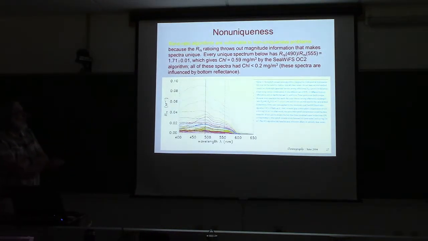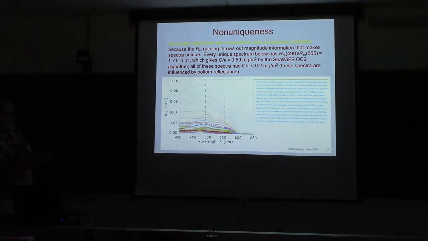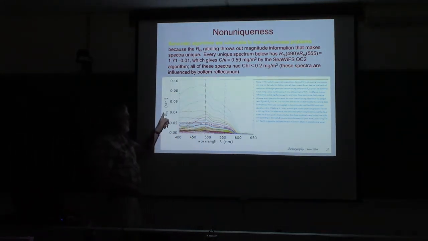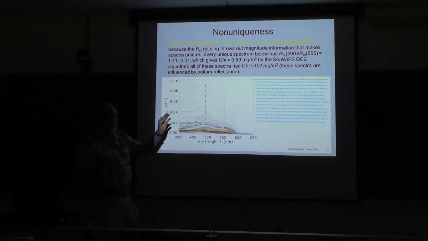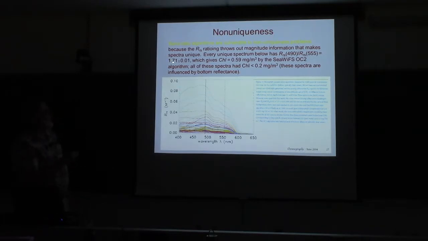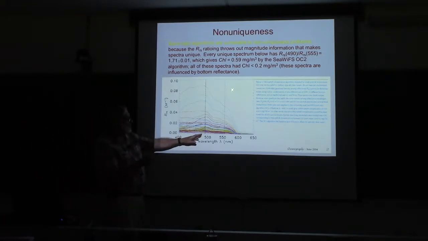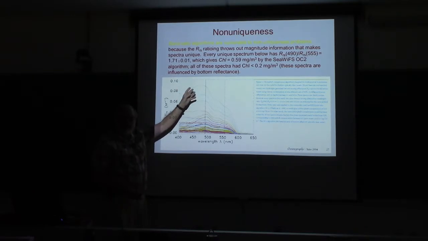Okay, here's an example of non-uniqueness. Here's a whole bunch of remote sensing reflectance spectra, and if you look at the ratio of 490 to 555, every one of these curves has the same ratio, about 1.71 plus or minus 0.01. If you took that value and plugged it into that SeaWiFS algorithm, you'd conclude that the chlorophyll was about 0.6. Well, I cheated a little here. The chlorophyll was really less than 0.2. I cheated because these are all influenced by bottom reflectance, so you wouldn't really use that algorithm anyway.